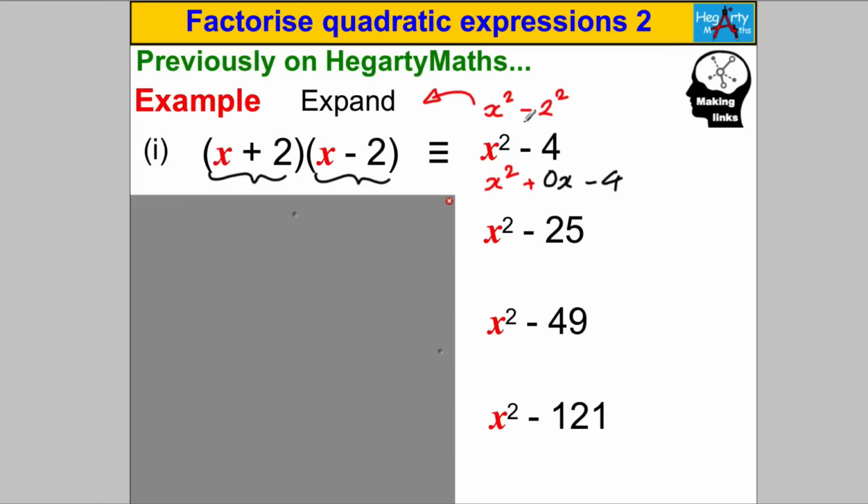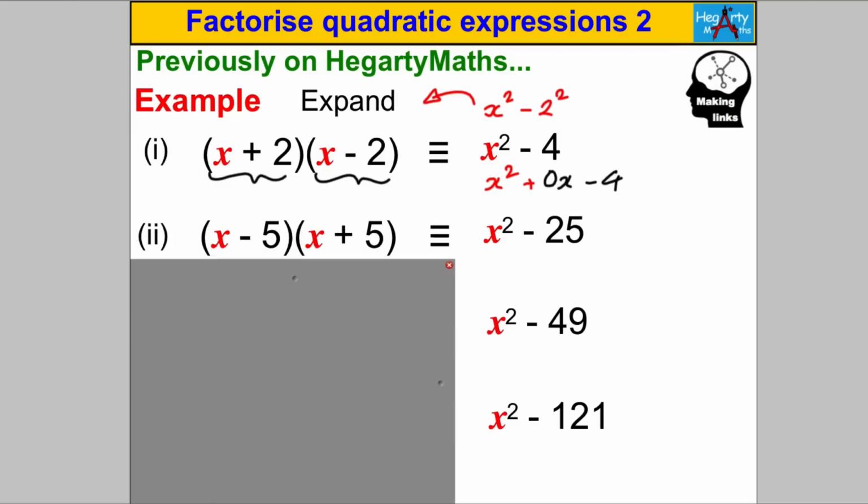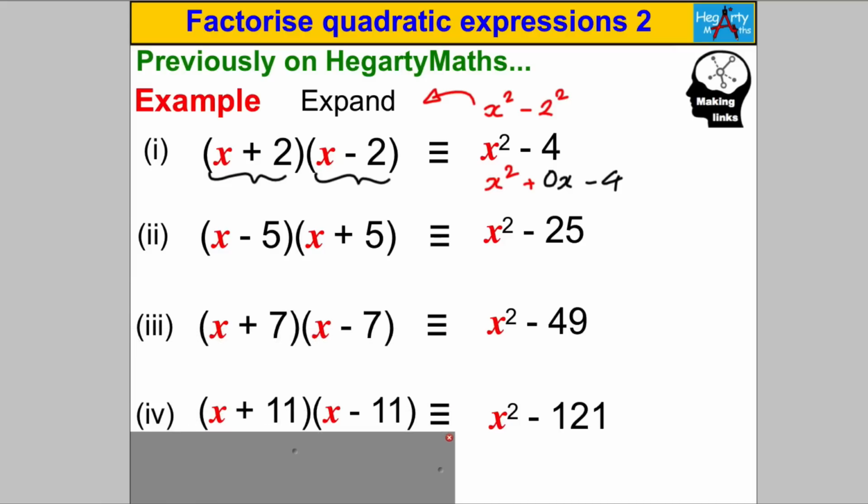Okay, so either way you spot that's a difference of two squares and just say x plus 2, x subtract 2, or you think there's 0x, so we're product of negative 4, sum to 0. Here you could either think product of negative 25, sum to 0, so it must be 5 and negative 5, or you could think of it as I know that's x squared take away 5 squared, so I know it must be x add 5, x take away 5, because it's a difference of two squares. And similarly in all these cases here.